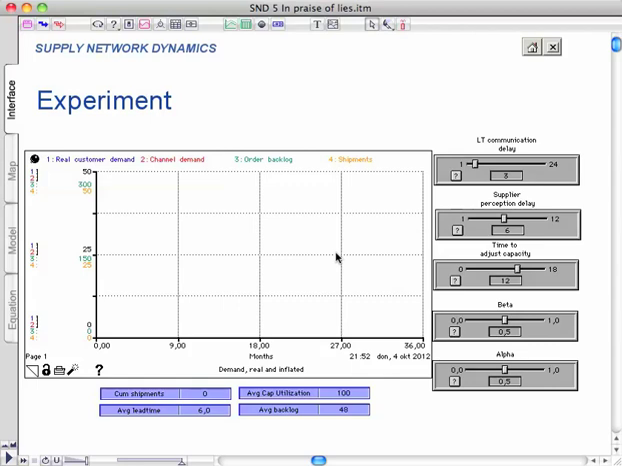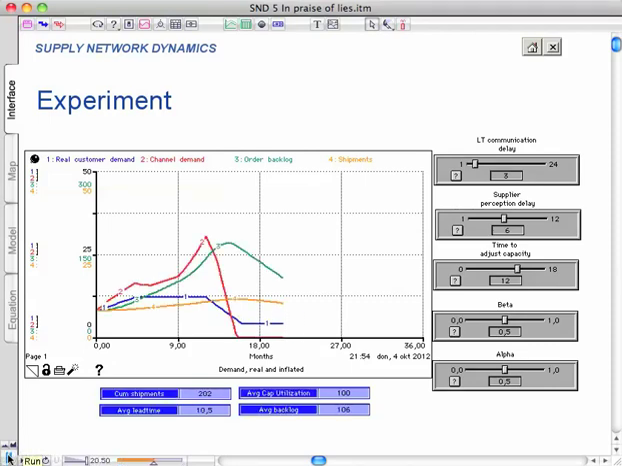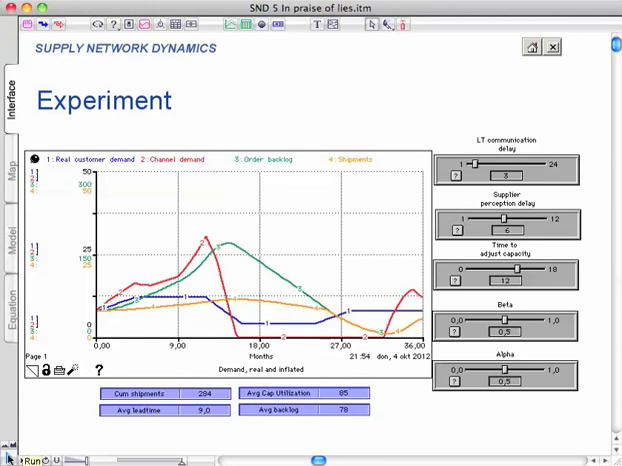We now start with some simulations. Let's first do the base case simulation. So this is what historically happened, more or less, or at least the history-friendly version of it.